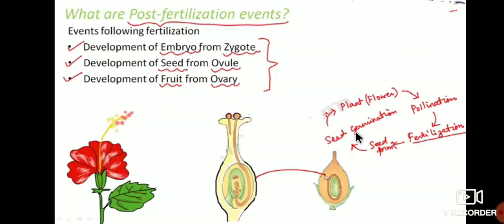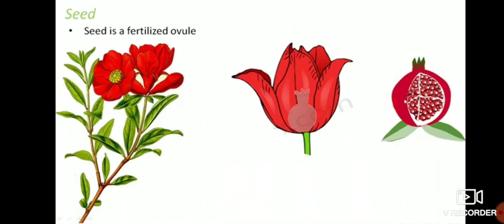Once again, after germination there is a growing of a new plant. Once again in the new plant, flowers will be there. Once again pollination takes place, once again fertilization takes place. After that seed will be formed. Then after the seed formation, seed germination will take place. These are the steps that take place post fertilization.